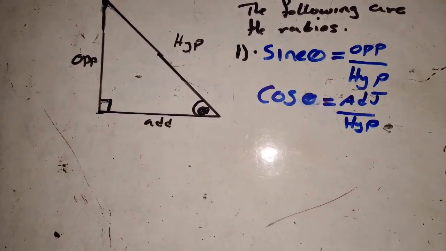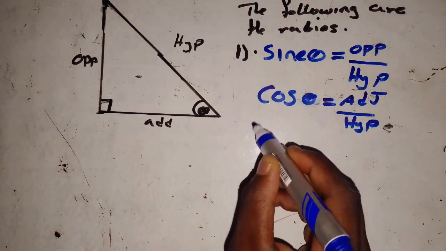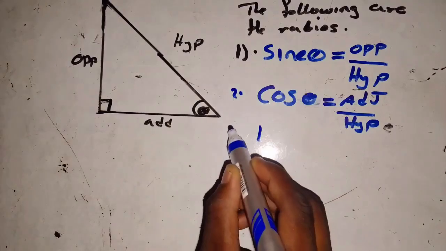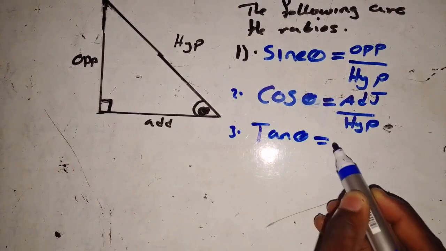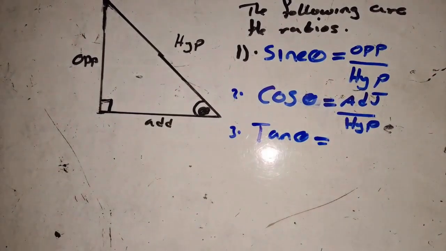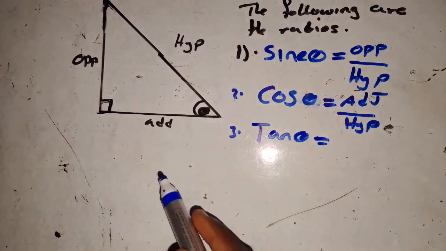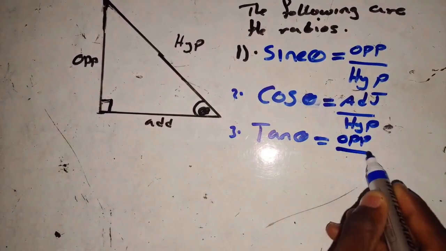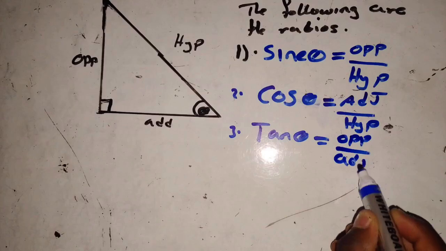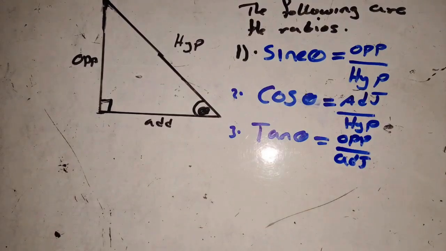And the other one is tan theta. So this is 2, this is 3. Tan theta is equal to opposite over adjacent. So this is tan theta, opposite over adjacent.